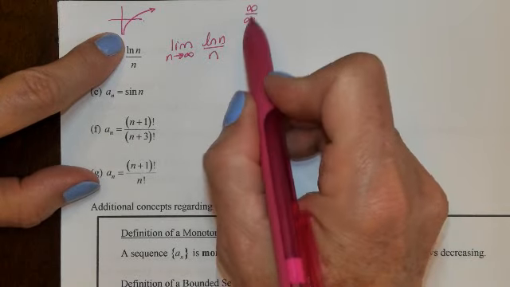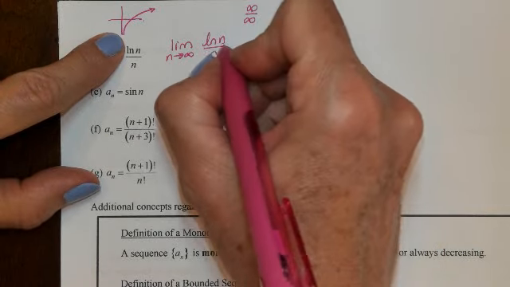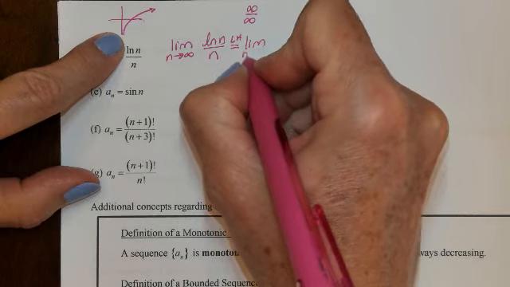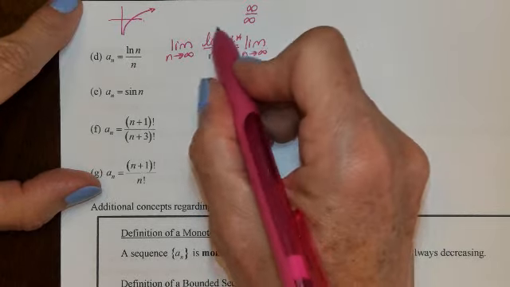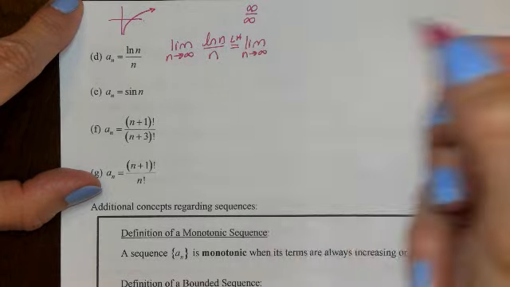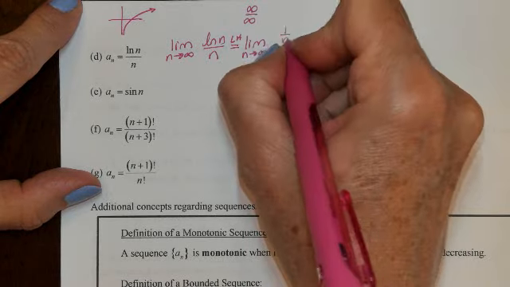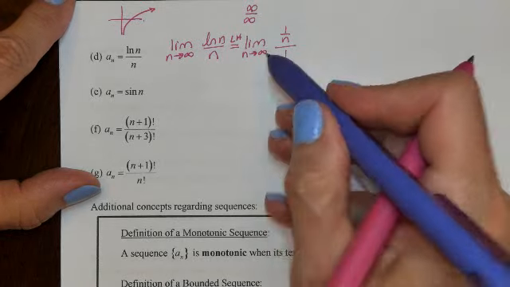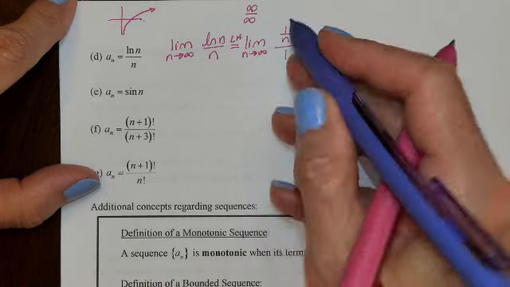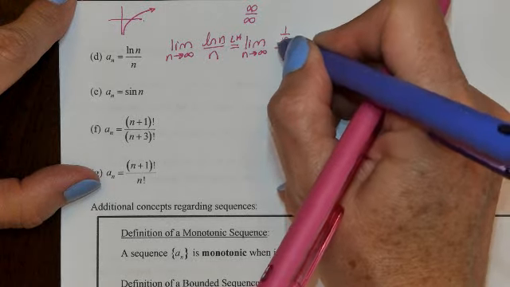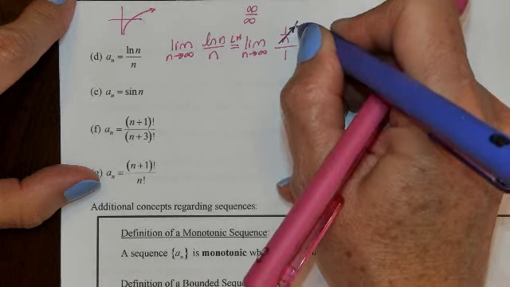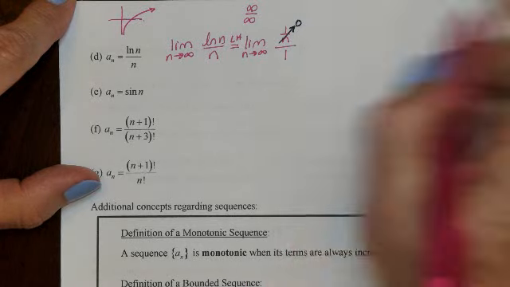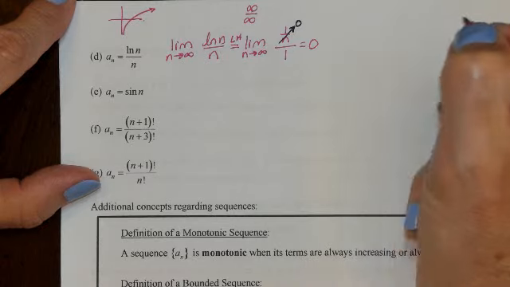We still have infinity over infinity. So we can use L'Hopital's here. The derivative of natural log n with respect to n will be 1 over n. The derivative of n is 1. Now let's let n go to infinity. As n goes to infinity, 1 over infinity will go to 0. So we have 0 over 1, so this thing goes to 0. Okay?